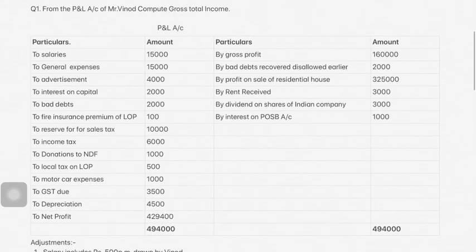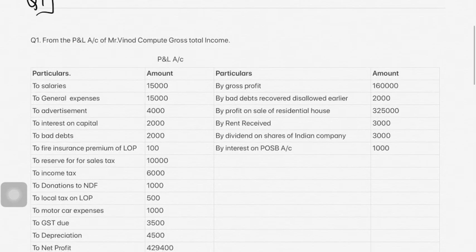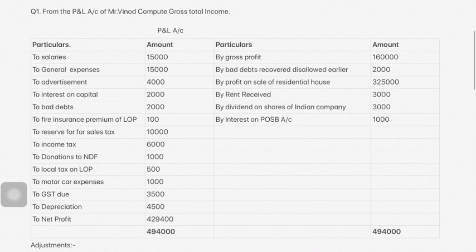Copy down the question. From the P&L account of Mr. Vinod, compute gross total income. Okay. By gross profit 1,60,000. By bad debts recovered disallowed earlier 2,000. You are supposed to subtract from your net profit.